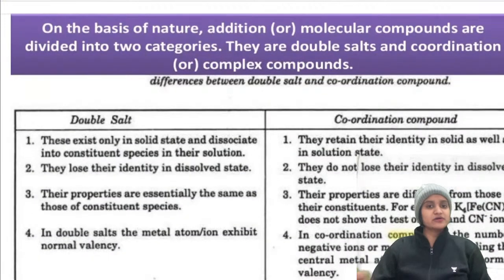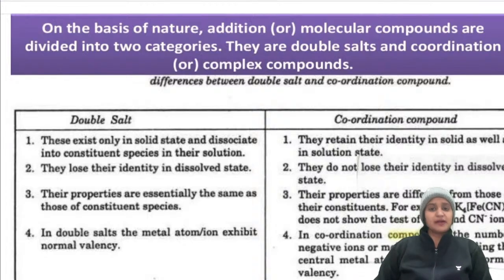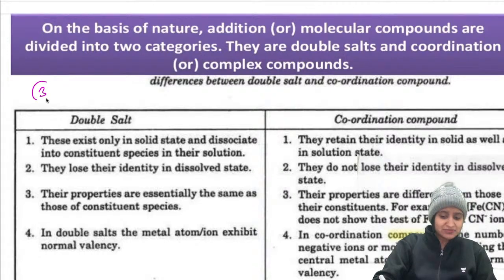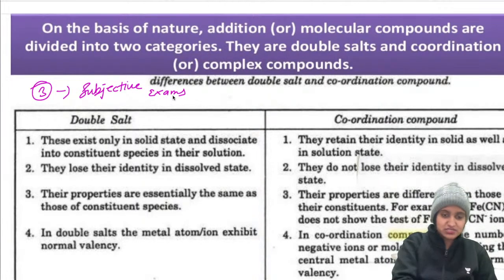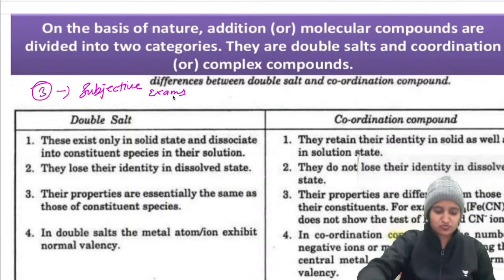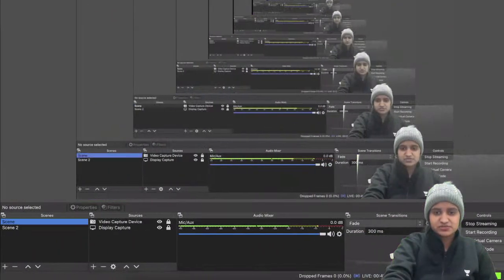Okay, so here you can see the difference between double salts and coordination compounds. Sometimes in your subjective exams, the examiner gives you a straightforward question: what are addition compounds, and differentiate between double salt and coordination compound. This you get as a 3-marker question sometimes in your subjective exams. Okay, just give me a moment.